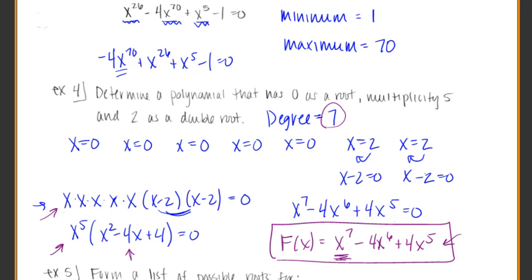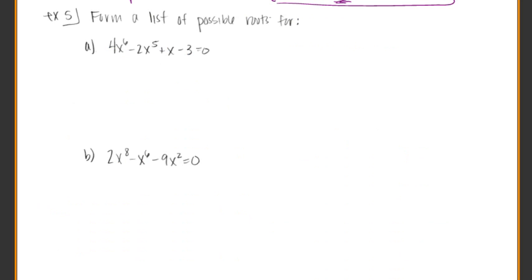Okay, so let's try example number 5, and this is where we're really going to start out with the rational roots theorem. Here it's asking us to form a list of possible roots. So when you hear the list of possible roots, right away you need to think the rational roots theorem. Okay, and first things first is check. Is this in general form?